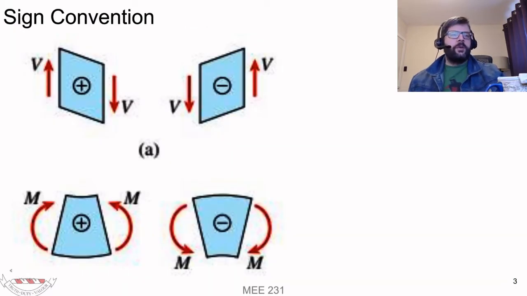A quick reminder of the sign convention that we used when we were doing our shear and bending moment diagrams. Again, if something is causing a moment that forms a smiley face, then it'll be a positive moment. If it's causing a moment that forms a frowny face, that'll be a negative moment.